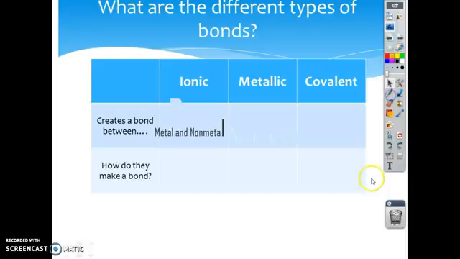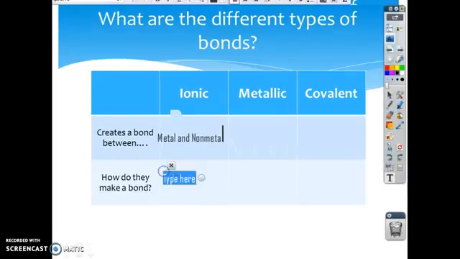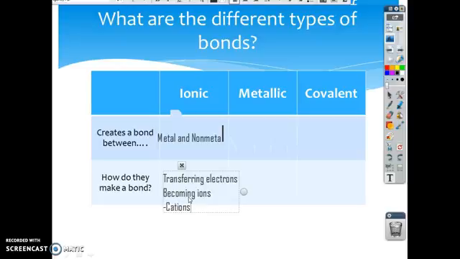Now, ionic compounds make a bond by transferring electrons, or in other words, by becoming ions. Do you remember what ions are? They are cations, which are positive. This means they lost electrons. And anions, which are negative, and this means they gained electrons.